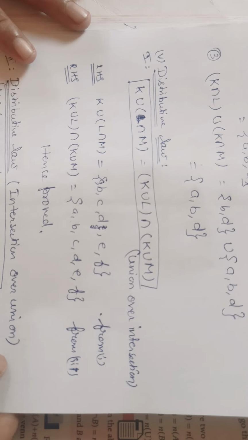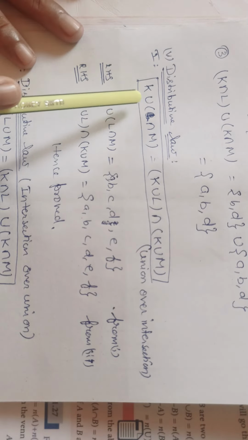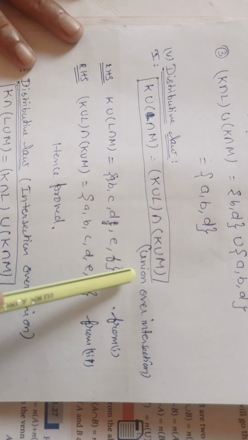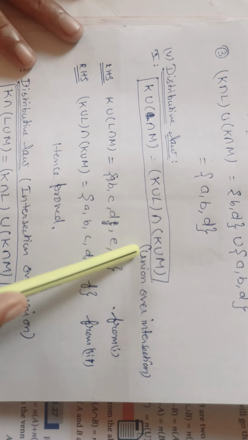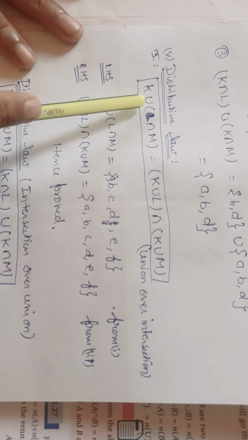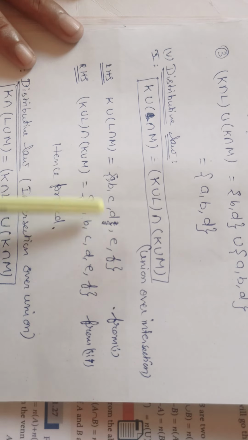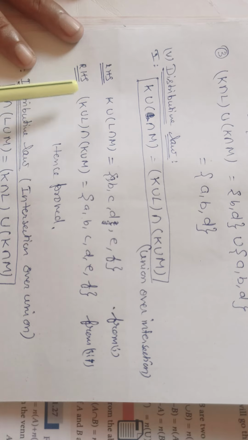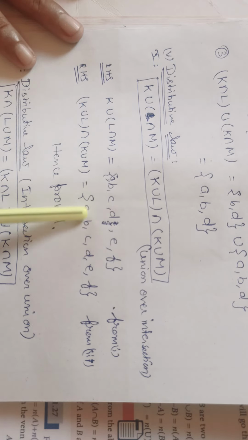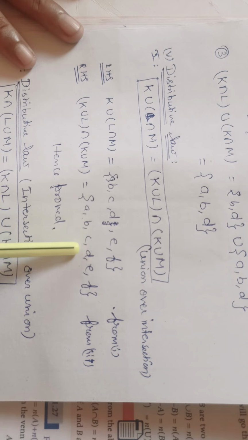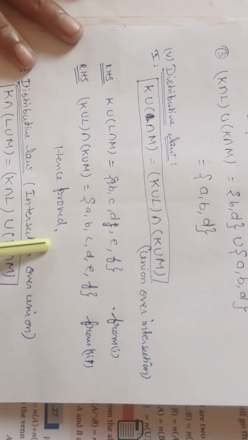Now when we come over to the distributive law, K union (L intersection M) equals (K union L) intersection (K union M), that is union over intersection. The left hand side we found already, from the first answer. So we can represent here A, B, C, D, E, F. Then the right hand side, (K union L) intersection (K union M), that is A, B, C, D, E, F, which we have from the third part. The answer is A, B, C, D, E, F, hence both are equal, hence proved.